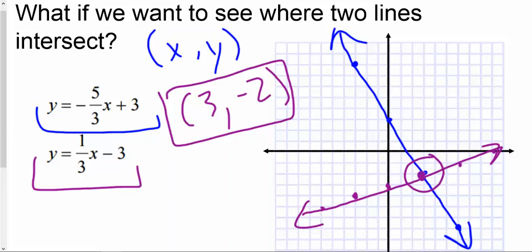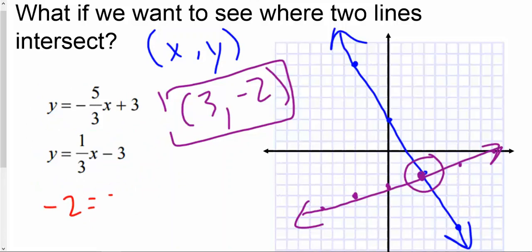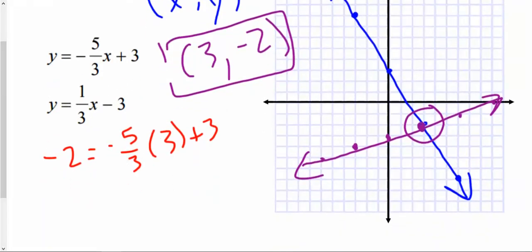How we can check if this works is we plug this point in, and it should be on both of these lines, right? That's what a solution looks like. So we go -2 equals -5/3 times 3 plus 3, and that would be -2 equals -2. So yeah, it works for this one.